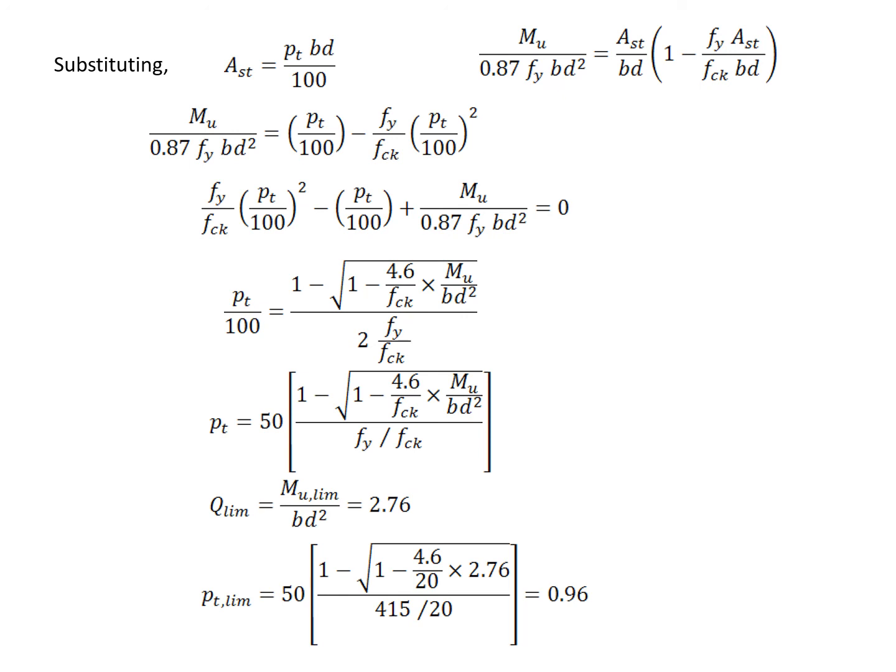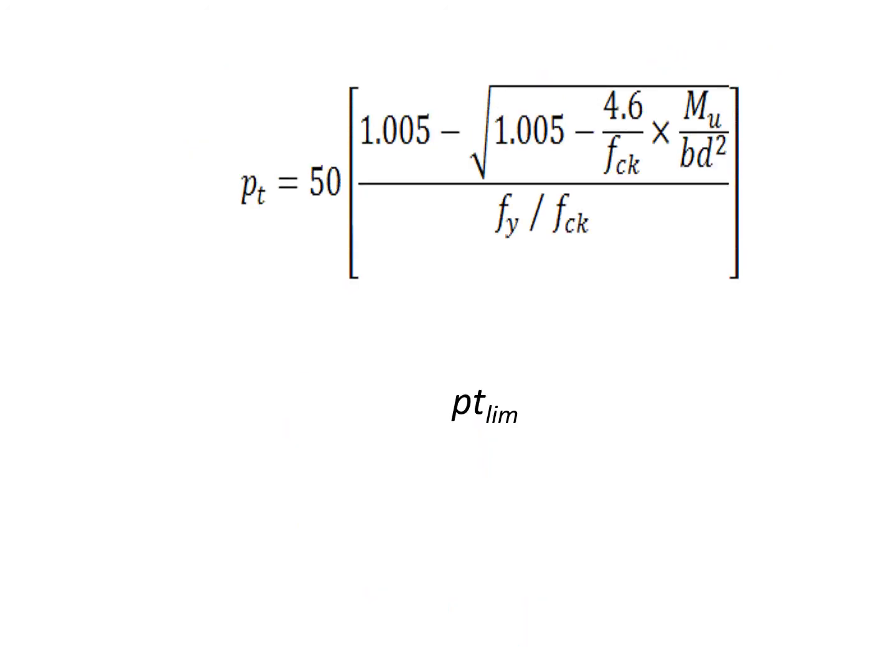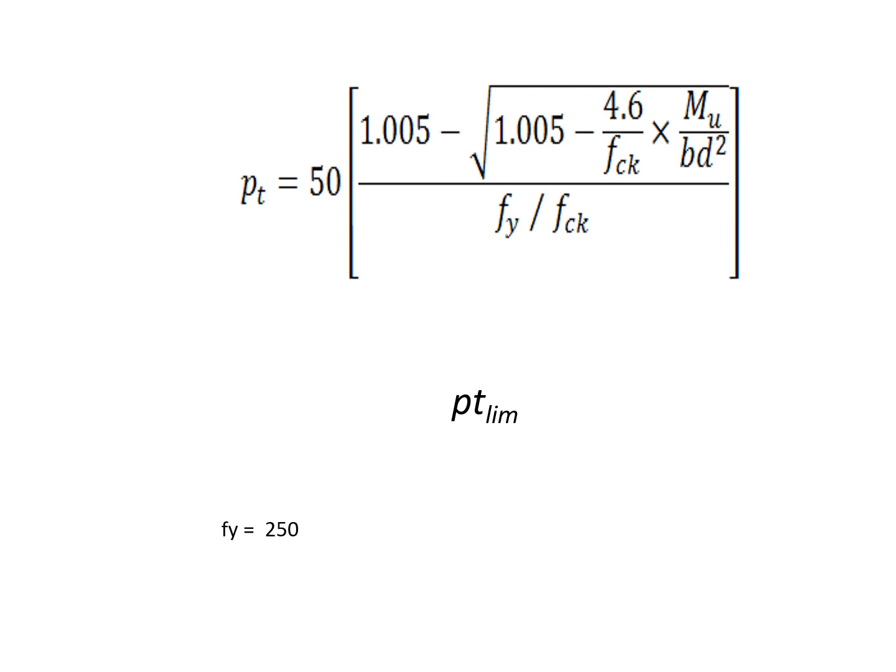Let's say I want to find pt limit for M20 and Fe415. So the Q limit is 2.76. That is, Mu by b d square is 2.76. You substitute in pt, as we did in the last step, and you get pt limit 0.96. And then for this standard, you will be dealing with only 3 types of concrete and 2 steels. For these, using this formula, you will have the pt limits.